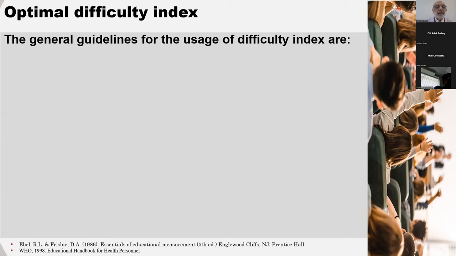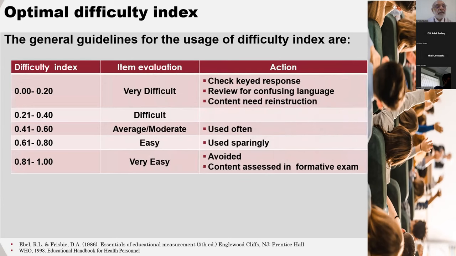So in general, the guidelines for use of the difficulty index are that if the difficulty index is from 0 to 0.2, then it is a very difficult question. In that case, we should look at whether the key entered in the answer sheet or in the OMR is right. Sometimes if the key is entered wrongly, that would make the item difficult.